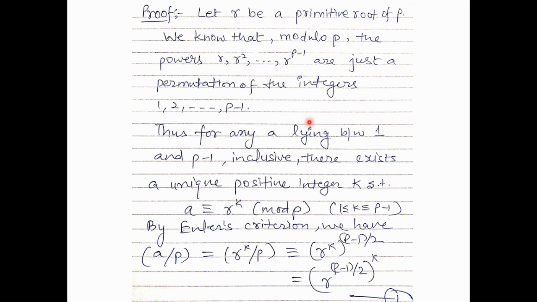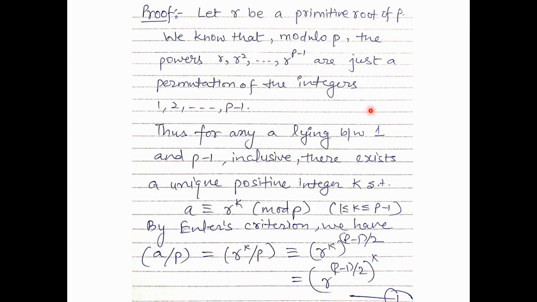Let us prove it. Let r be a primitive root of p. We know that modulo p, the powers r, r square, up to r to the power p minus 1 are just a permutation of the integers 1, 2, 3, up to p minus 1. We have seen this when we were taking the primitive roots in our earlier lecture.